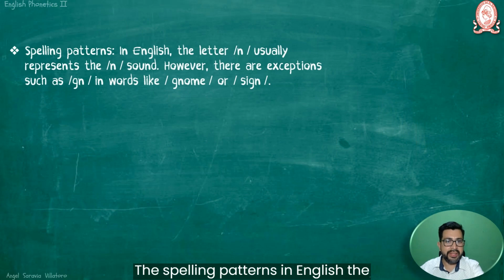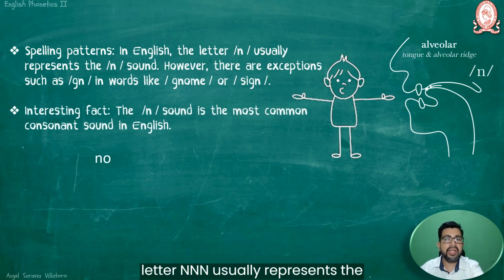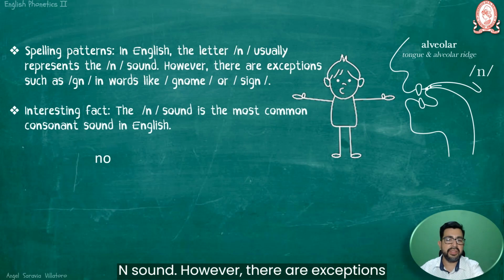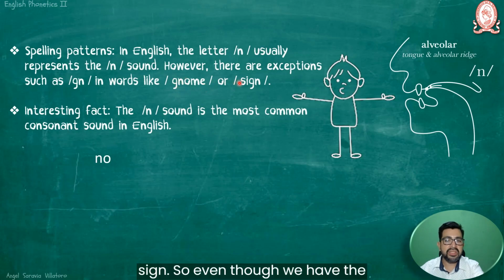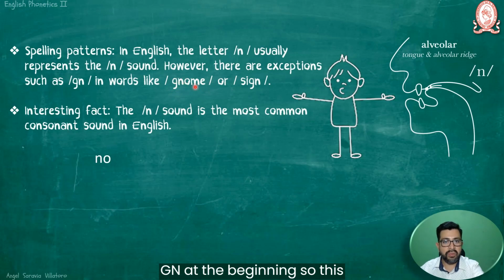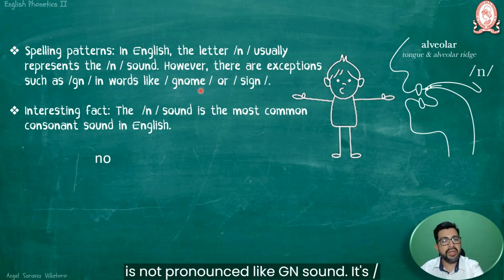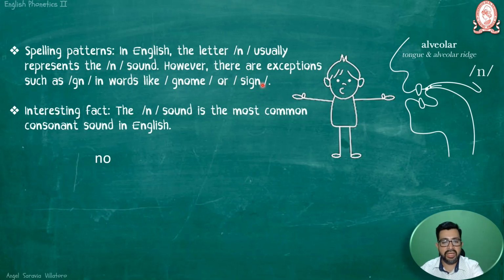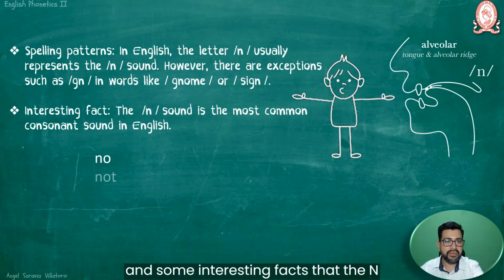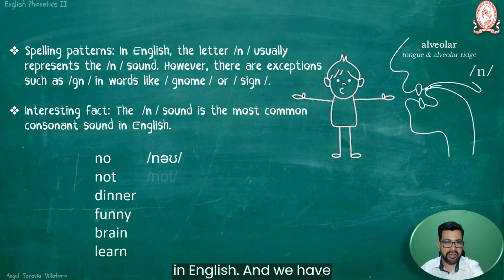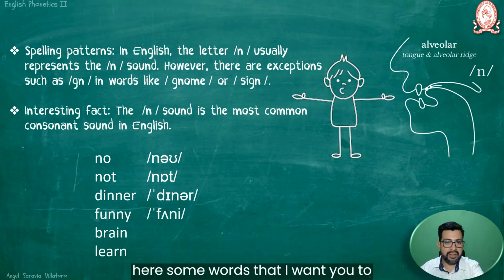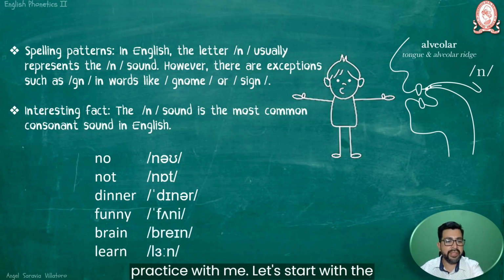The spelling patterns. In English, the letter N usually represents the N sound. However, there are exceptions, such as the GN in words like gnome or sign. So even though we have the GN at the beginning, it is not pronounced like a GN sound. It's like gnome, sign, all right? And an interesting fact is that the N sound is the most common consonant sound in English. And we have here some words that I want you to practice with me.